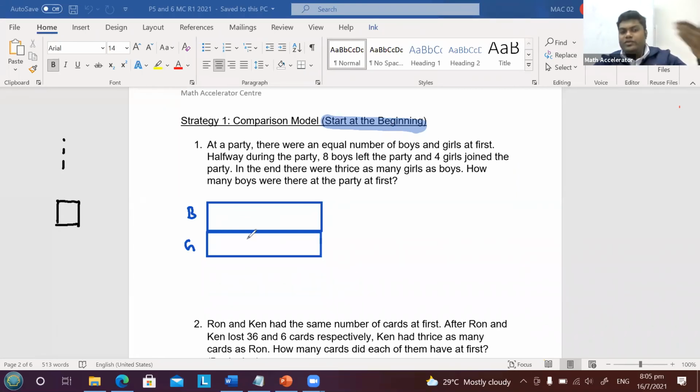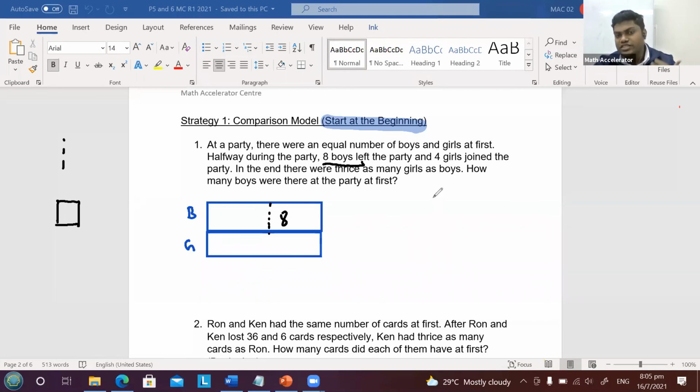Now there are equal number of boys and girls. Halfway during the party, 8 boys left. If 8 boys left the party means you're going to cut 8 away from the boys. So 8 is gone. One thing about a model, if this portion I let it be 8, this portion here is also 8. I'll get to that in a bit. So 8 boys left is something that we annotated on the model already.